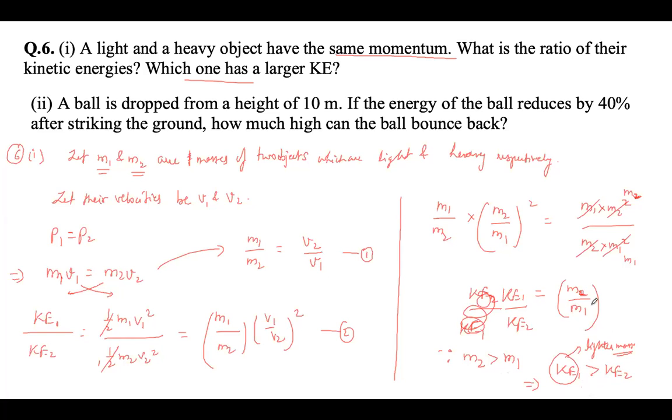right? देखो यहाँ पे m2 न्यूमरेटर में है ना, न्यूमरेटर m2 इज ग्रेटर देन m1, तो इधर न्यूमरेटर में जो होगा वही इससे बड़ा होगा, तो KE1 will be greater than KE2. So kinetic energy of the first object will be greater than the kinetic energy of the second object.